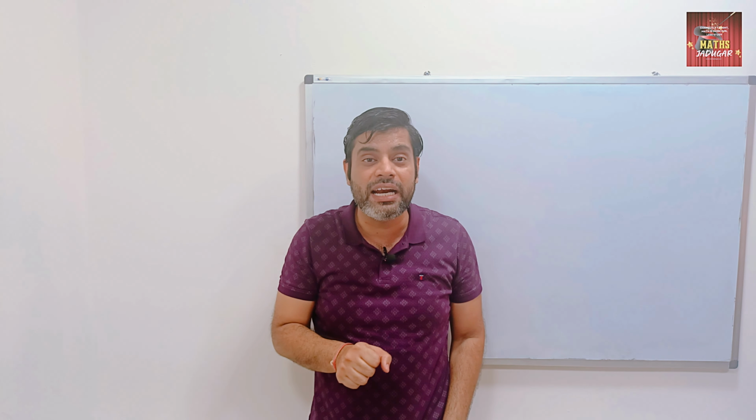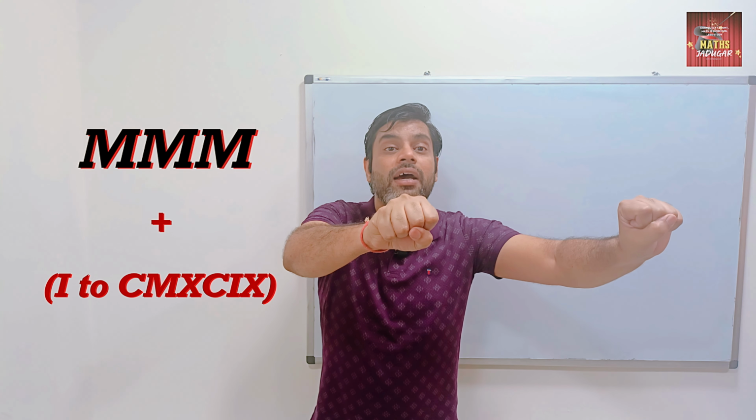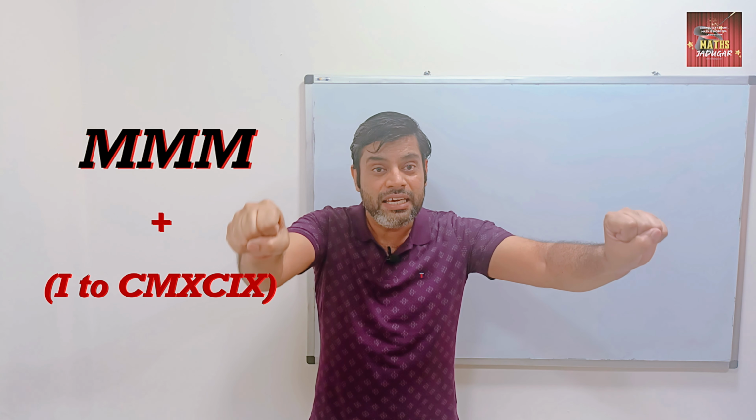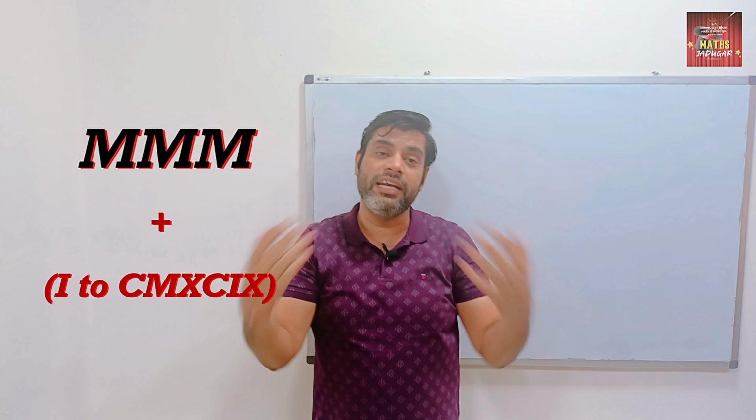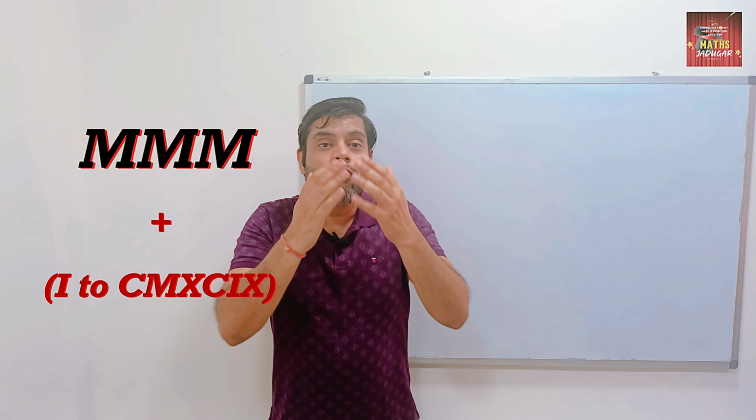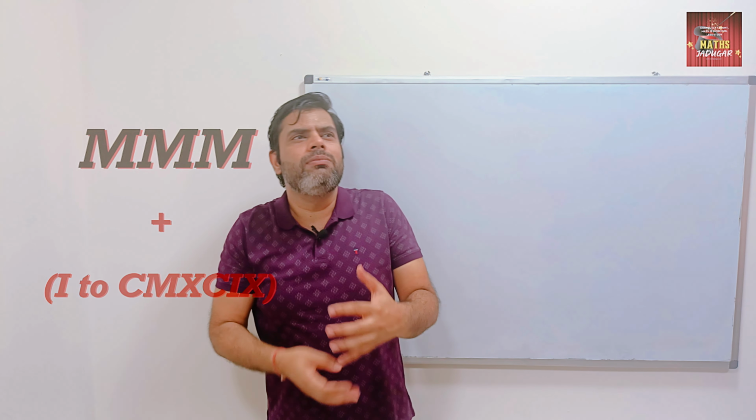How to write 3999? Write thousands first, MMM, hundreds, 900, CM, then 99: 90 first, tens, which is XC, and 9 is IX. 3999, done. For 4000, many times it's not in the syllabus.